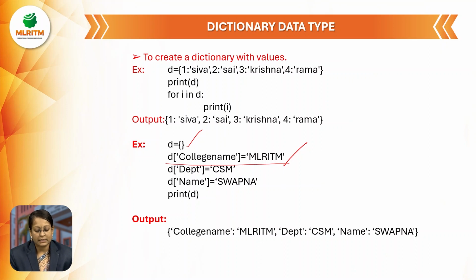The next item is D of department. Department is a key and the corresponding value is CSM. D of name: name is a key and the corresponding value is Swapna. After inserting some key value pairs into the dictionary, I print it by using print, and we will get the answer like this.